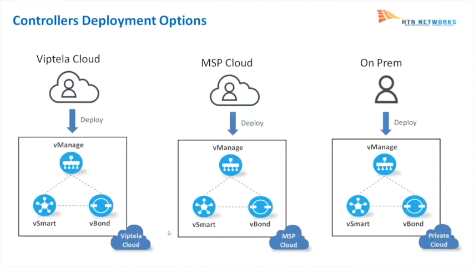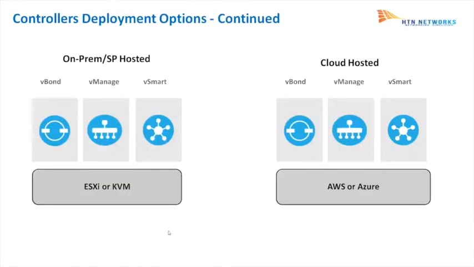Or you can also deploy them on premises in your own data center. You can have them on an ESXi server. You can create VMs for each device and then download the software and deploy them. So there are 3 different options to deploy the controllers. On-prem or service provider hosted, you can do it on either ESXi or KVM, or cloud hosted, you can do it on either AWS or Azure.